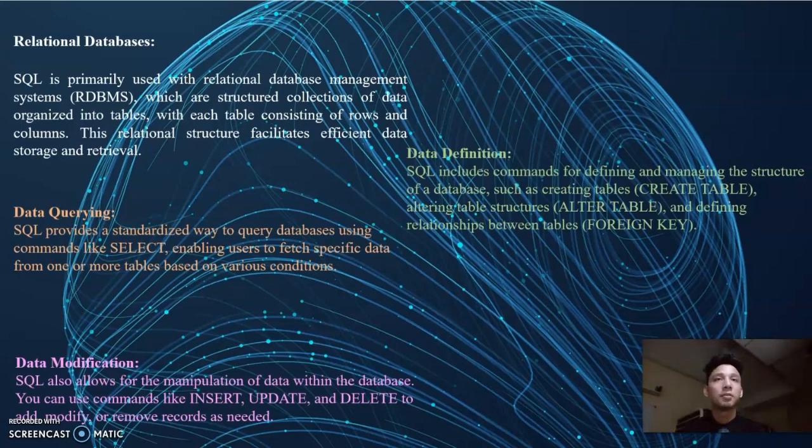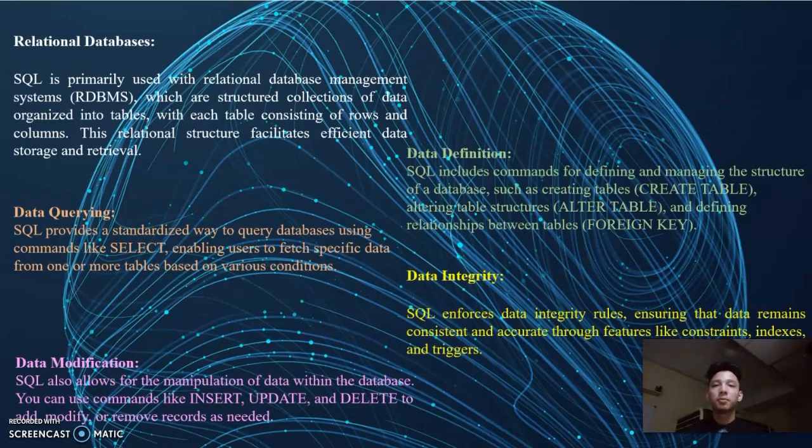Furthermore, we have the data definition. SQL includes commands for defining, managing the structure of a database, such as creating tables, which is coded as create table, altering table structures, which we code as alter table, and defining relationships between tables that we code as foreign key. Furthermore, we have the data integrity. SQL enforces data integrity rules, ensuring that data remains consistent and accurate through features like constraints, indexes, and triggers.